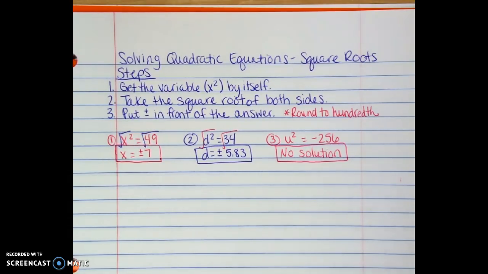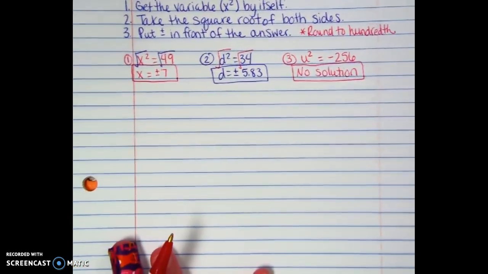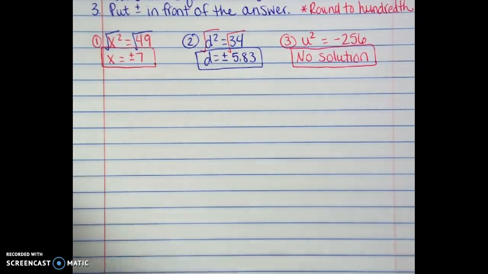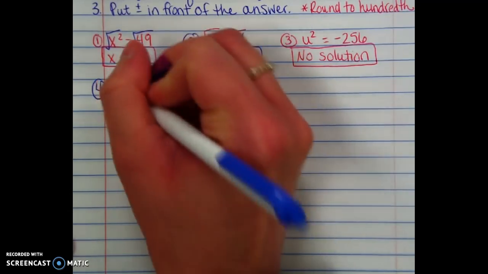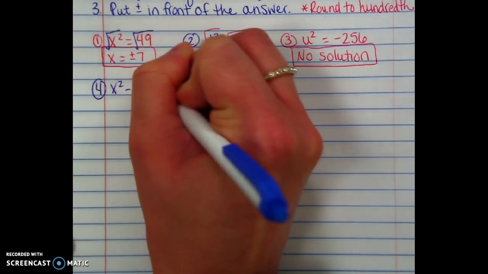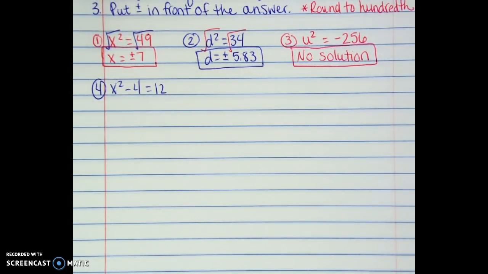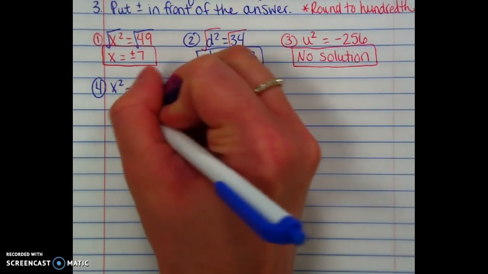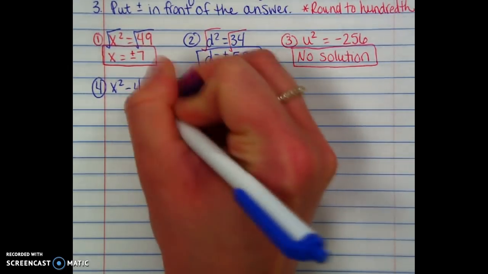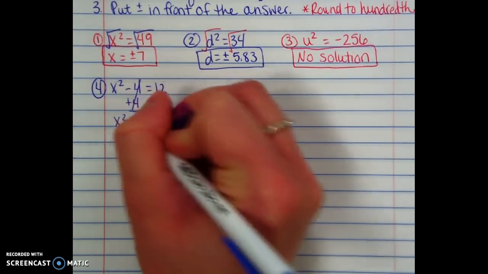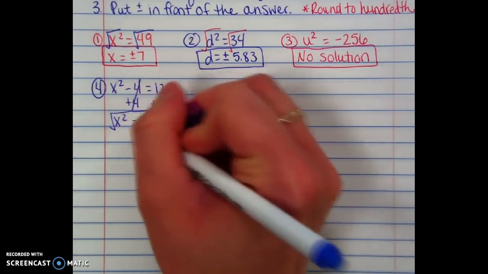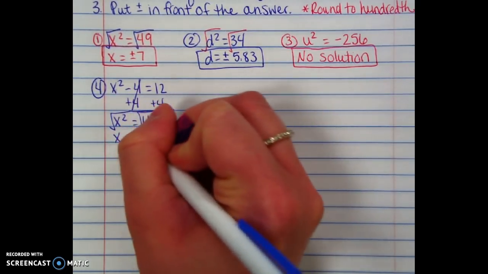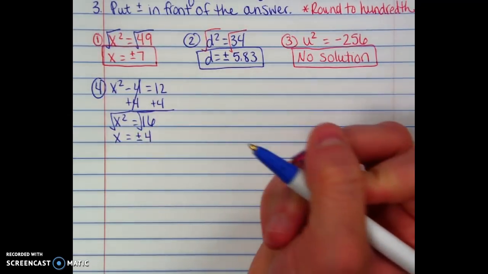Okay, now let's look at a few where you're going to have to do a little bit of work. So number 4 would be x squared minus 4 equals 12. So I don't have the x squared by itself, so I need to move that 4 over first. So I'm going to add 4 to both sides. That gets me x squared equals 16. Now I can do my square roots. And that means x equals plus or minus 4.